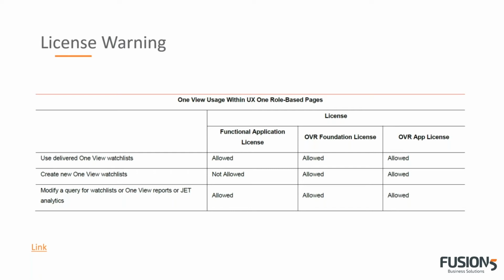Okay. Next line down. If you create new OneView watch lists, and you just have standard JD Edwards licensing, you're not allowed to do it. You have to go and buy OneView. You can modify the existing ones, so you can change thresholds, colorings, that sort of stuff. You can do that with your standard JD Edwards licensing.